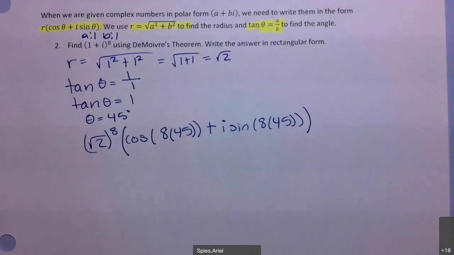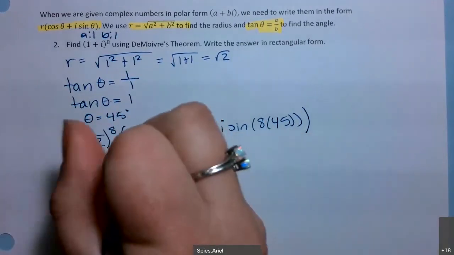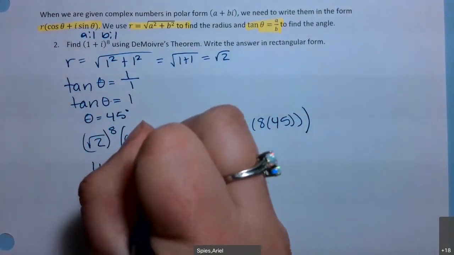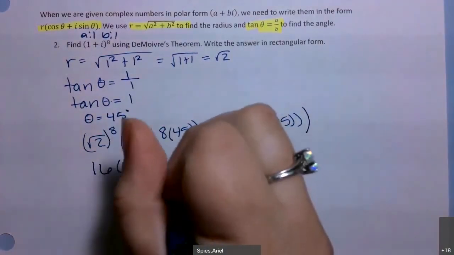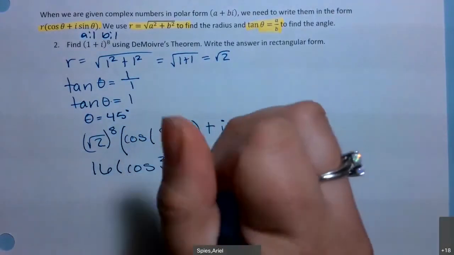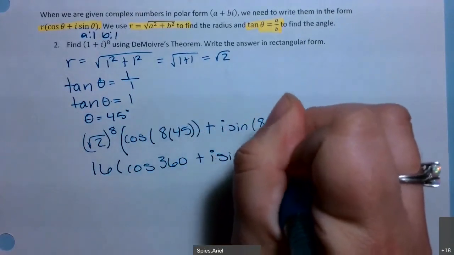So then I want to figure out what the square root of 2 to the 8th power is, which if I take this on my calculator will get me 16. Then I have cosine 8 times 45, which is 360, plus i sine 360.